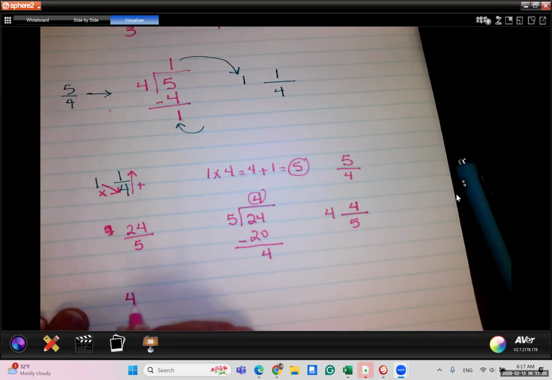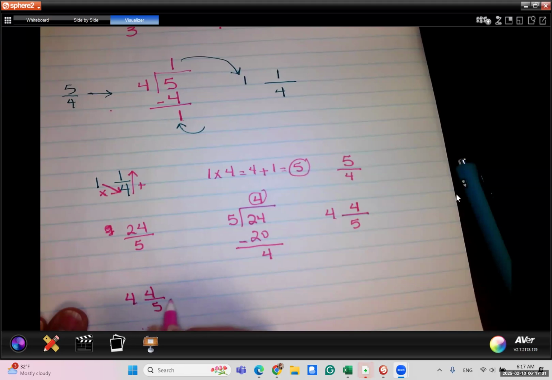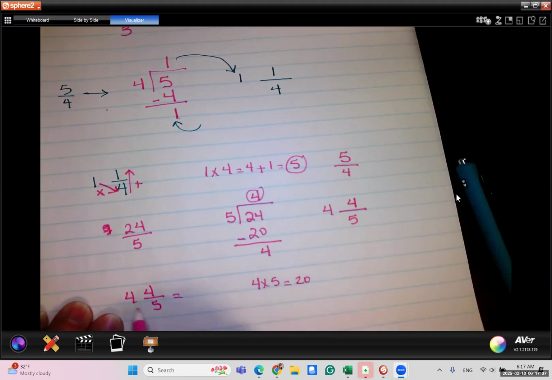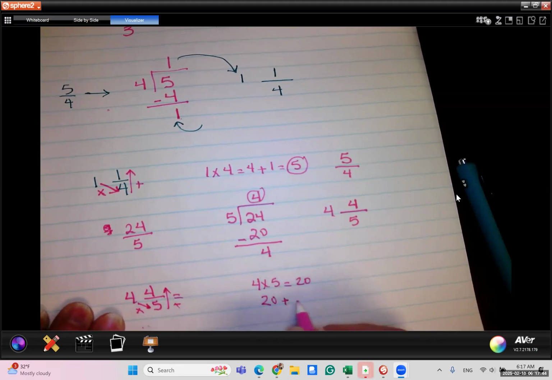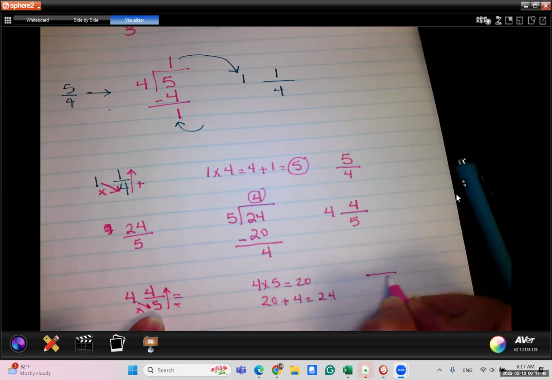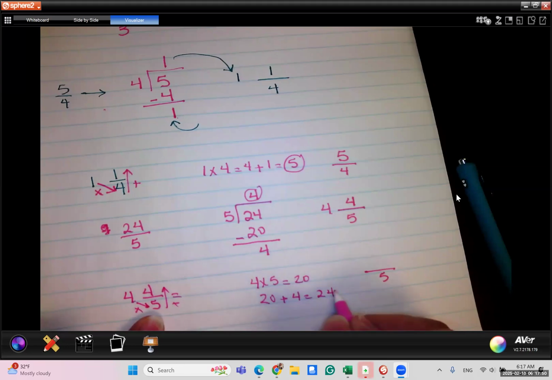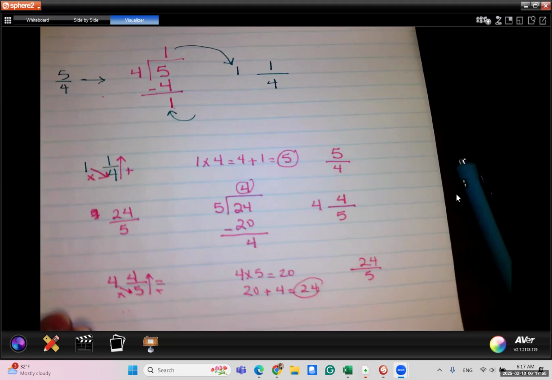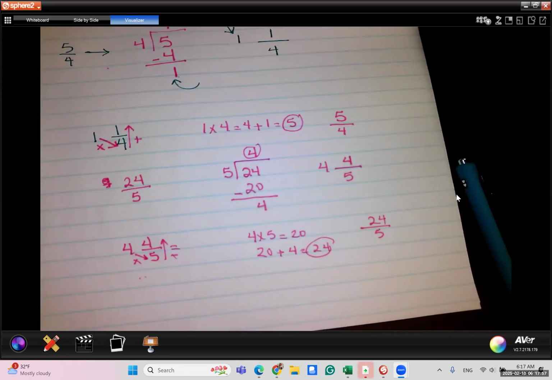Let's multiply back to make sure that we did it correctly. 4 times 5 is 20. That's how we get our improper fraction back. So we multiply this part first, and then we add it to the numerator. So 20 plus 4 is 24. My denominator is still 5, and by doing that, I get my numerator, which is 24. So we did it correctly. So that's how you go from improper fractions to mixed numbers, and mixed numbers to improper fractions.